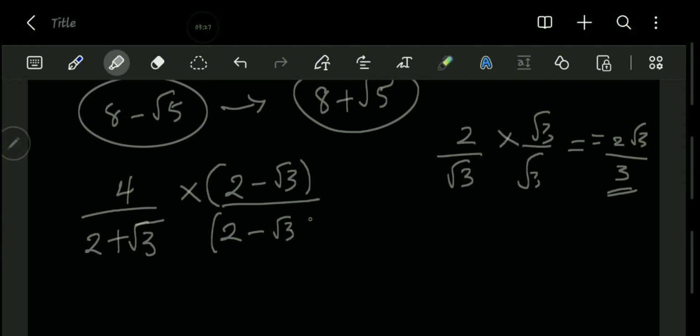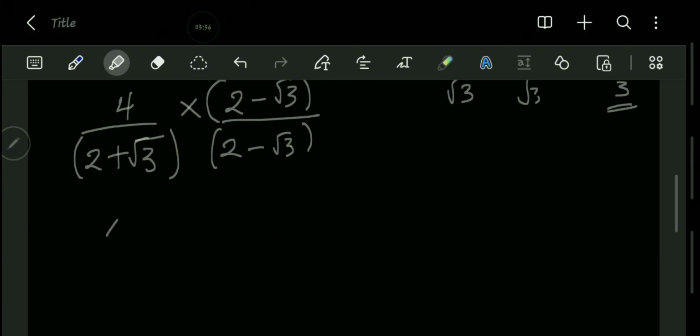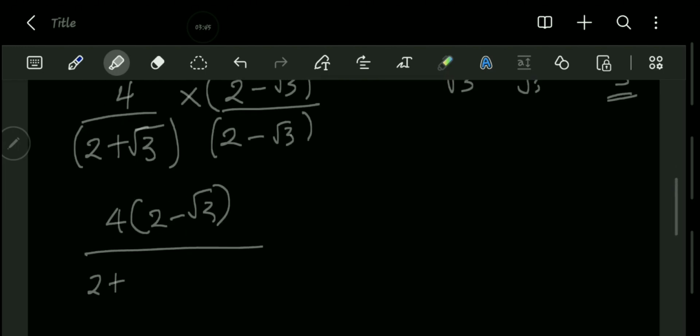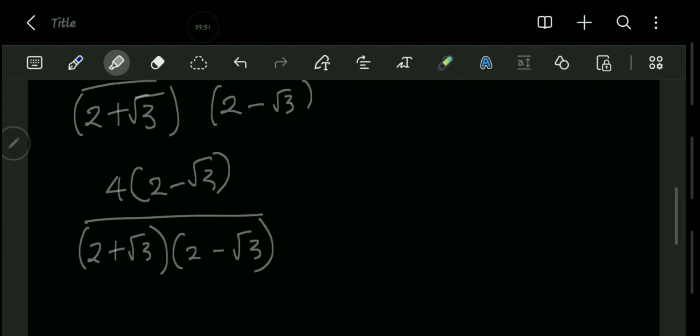Are you seeing that now? So I'm having 4 into 2 minus surd 3 for the numerator. Then for the denominator, I'm having 2 plus surd 3 and 2 minus surd 3. Are you seeing that? So if you expand this, 4 multiplies this bracket, and then the normal expansion for the other one. Here there's no number outside the bracket. Here there's a 4. So 4 will multiply everything inside. So 4 times 2 gives me 8 minus 4 times surd 3 gives me 4 surd 3.